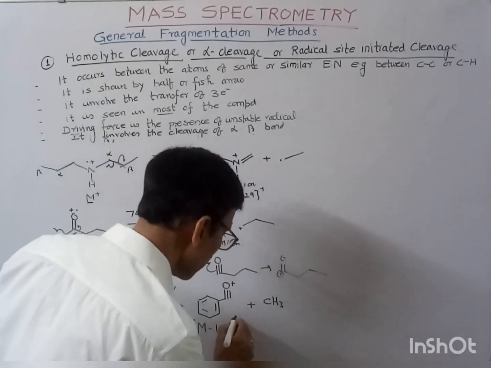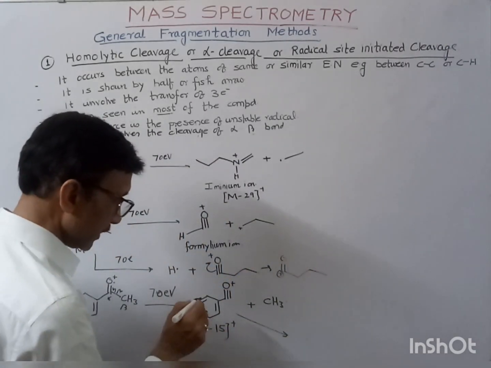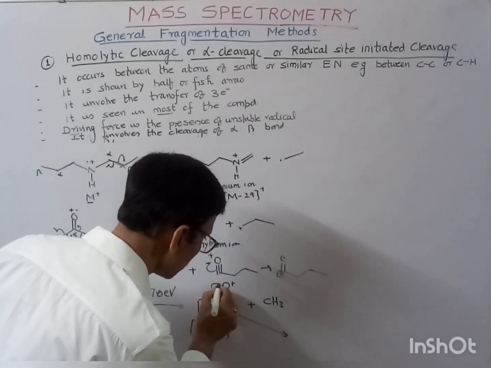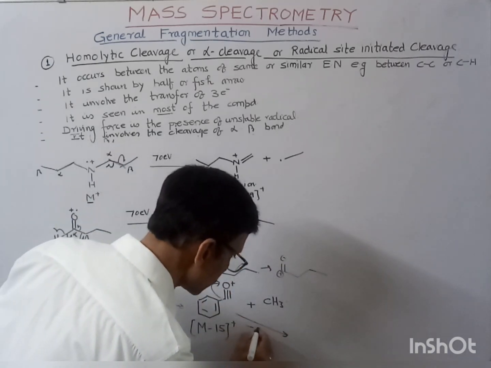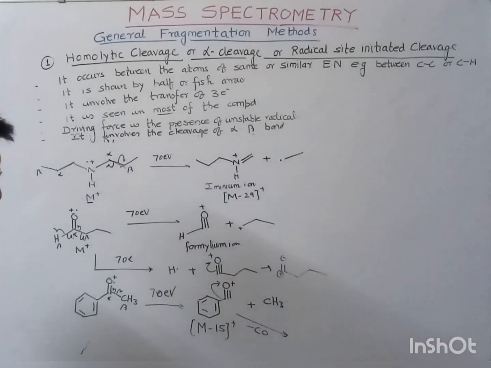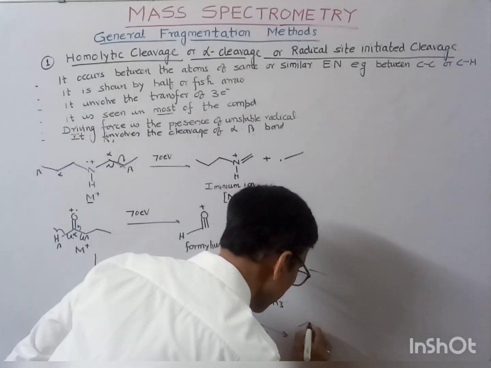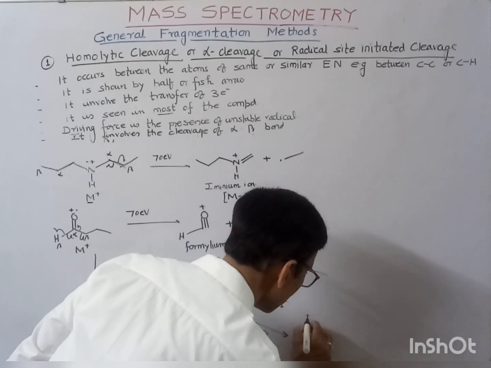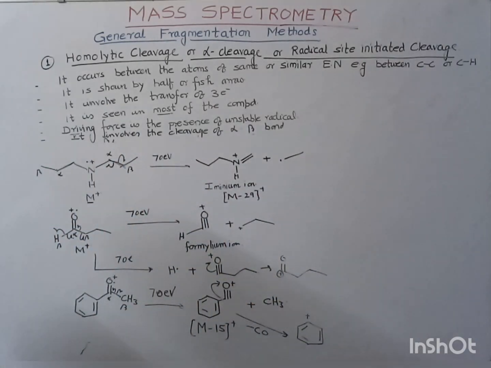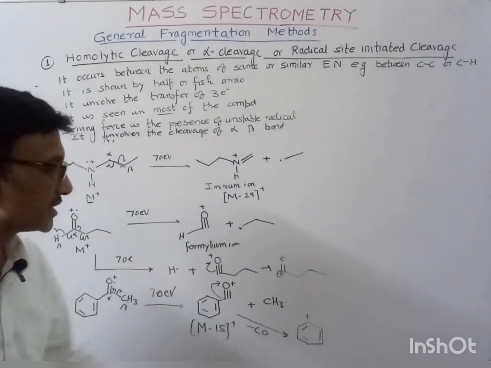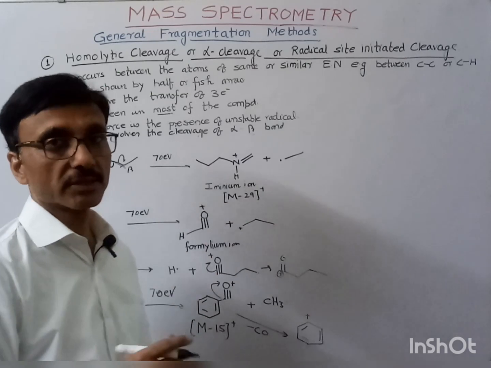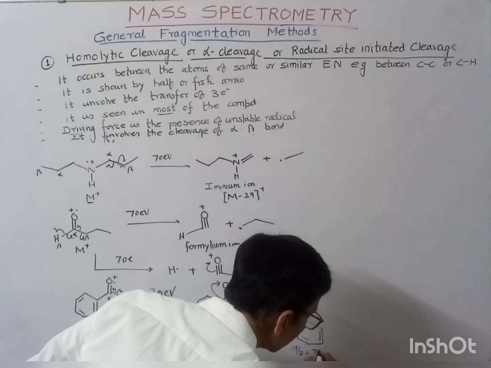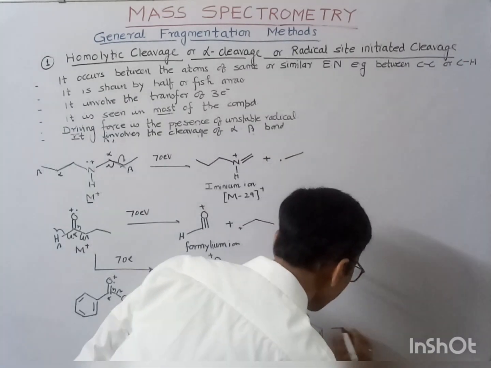Now in the next step, what is possible? Removal of CO, carbon monoxide, is possible. So this bond will undergo cleavage. The removal of this gas is quite favorable, and we will get a phenyl cation. This has m/z 77, one of the characteristic peaks for aromatic compounds. So here the m/z value is 77.